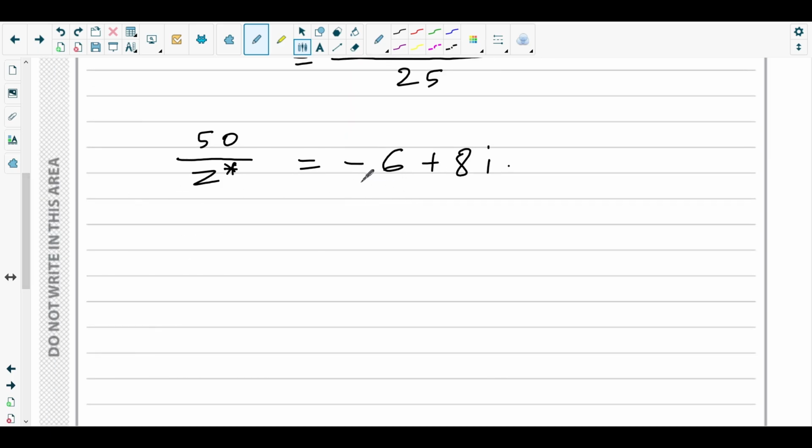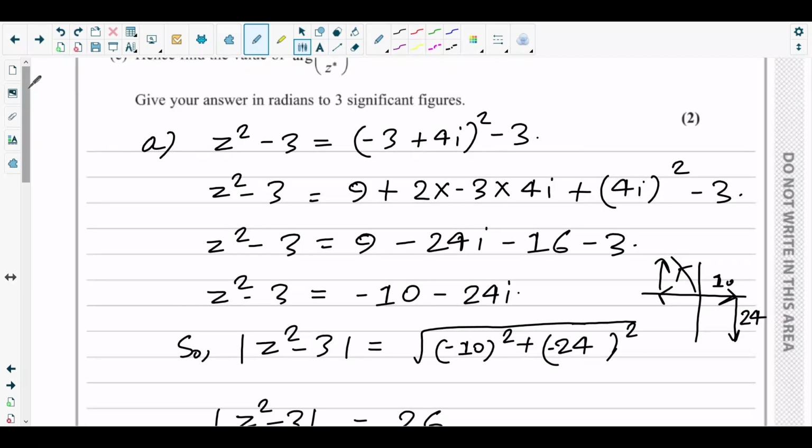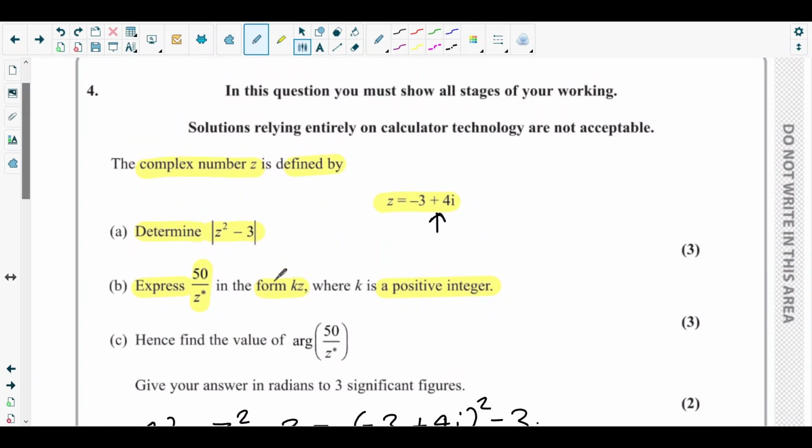Now we have to represent it in the form k times z. So z is negative 3 plus 4i, and we just have to take 2 common. If you take 2 common, you will get negative 3 plus 4i. So that means it is 2 times z, and the value of k is equal to 2. And that's the answer for part B of question number 4.